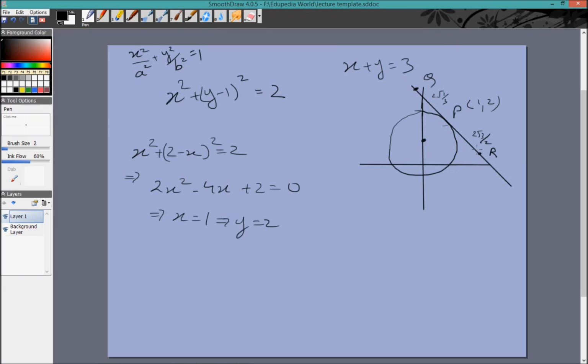We can do it many different ways. One of the easiest ways, according to me, is using the parametric representation. So we can take this point to be x, and y will be 3 minus x, because it lies on the line x plus y is equal to 3. We can calculate the distance between these two points, and that has to be equal to 2 root 2 by 3.